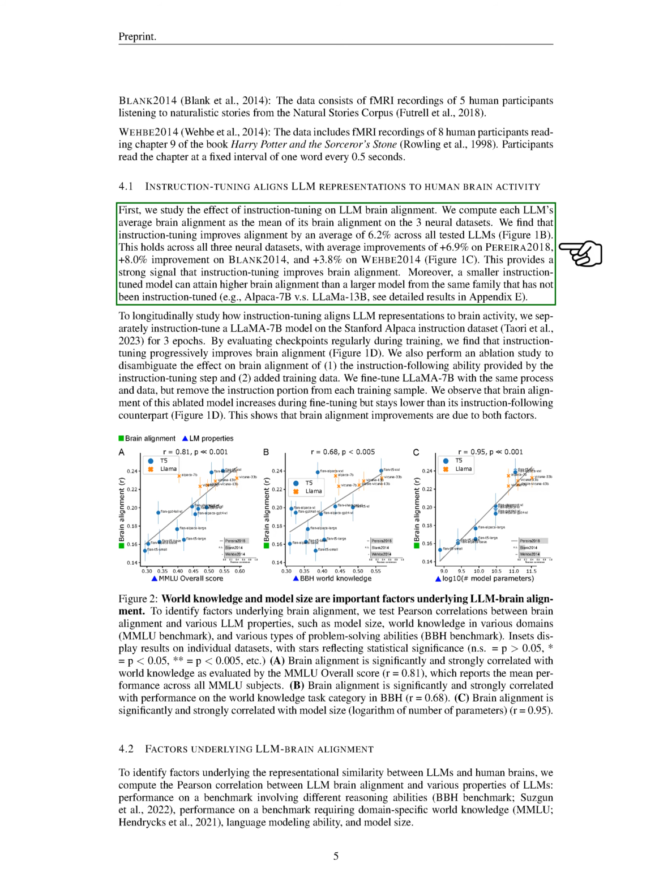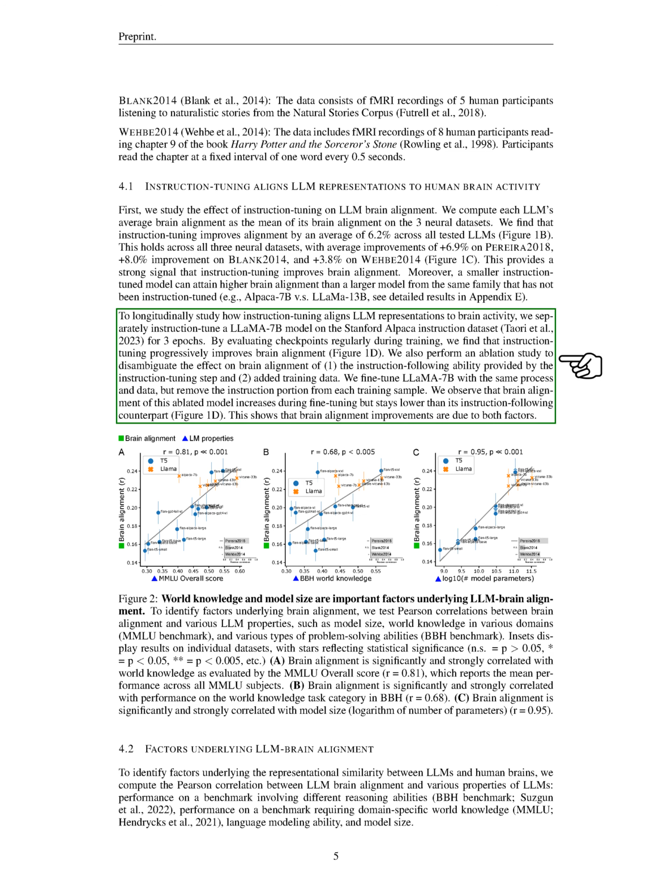We also study the effect of instruction tuning on LLM brain alignment. We find that instruction tuning improves alignment by an average of 6.2% across all tested LLMs. This holds across all 3 neural datasets, with average improvements of plus 6.9% on one dataset, plus 8.0% on another, and plus 3.8% on the third. This suggests that instruction tuning improves brain alignment. Furthermore, we find that a smaller instruction-tuned model can achieve higher brain alignment than a larger model from the same family that has not been instruction-tuned.